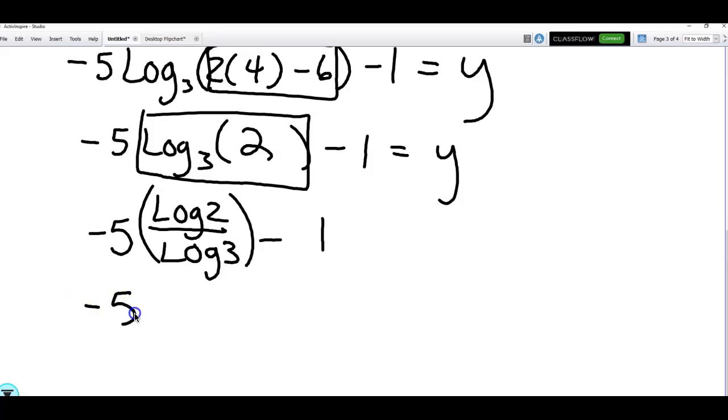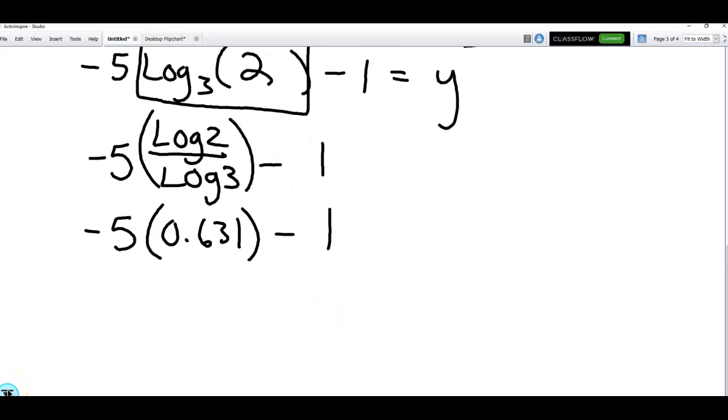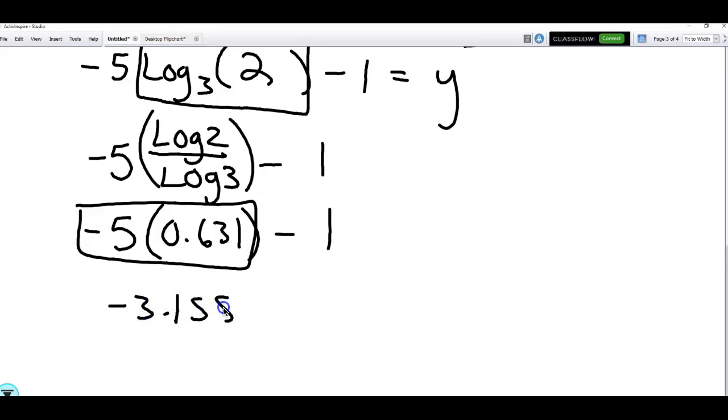So we have -5, and on my calculator I'm getting 0.631. I like to round to the thousandths place when I do this. Let's multiply that by -5. So that's the next part, is to do your multiplication, right? PEMDAS. And then subtract 1 from that.